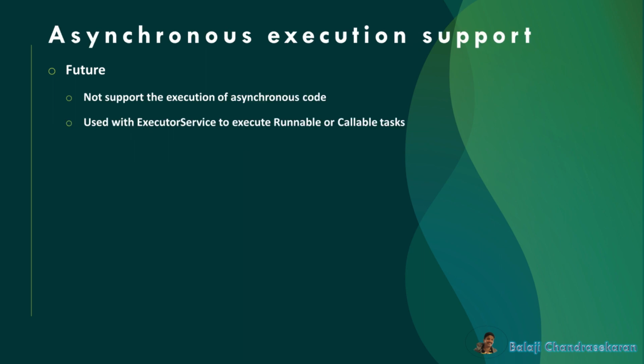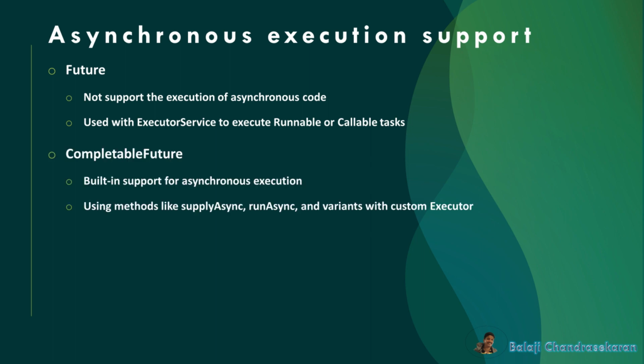Future does not inherently support the execution of asynchronous code. It's typically used with an executor service to execute Runnable or Callable tasks. CompletableFuture offers built-in support for asynchronous execution with methods like supplyAsync, runAsync, and variants with a custom executor.